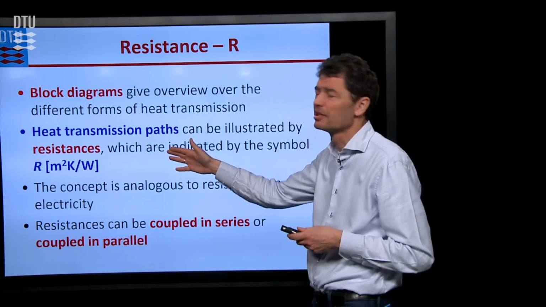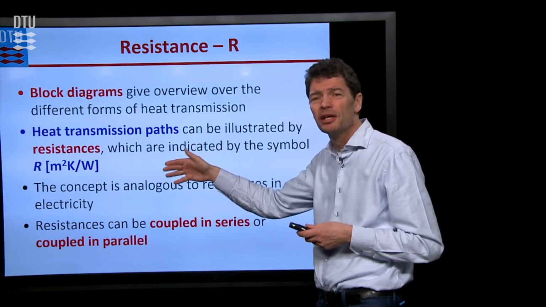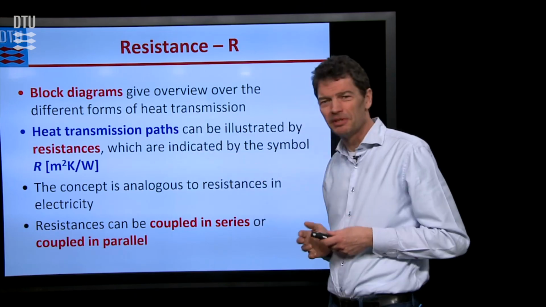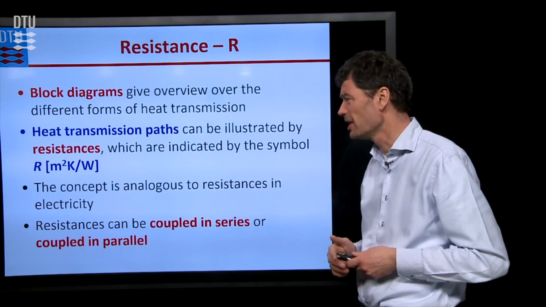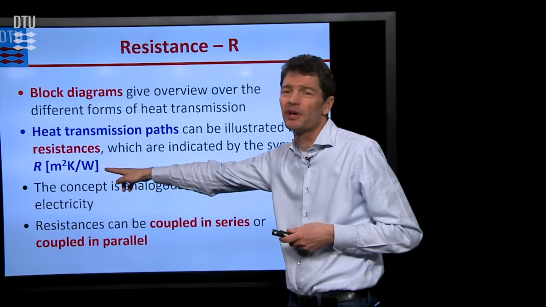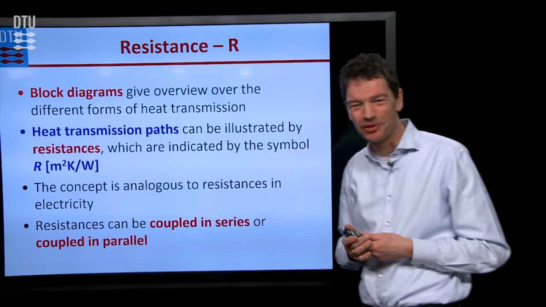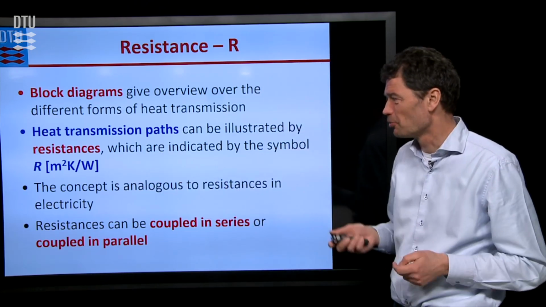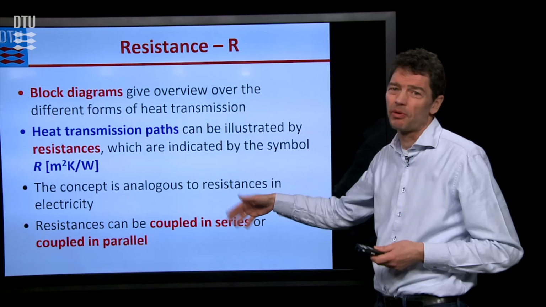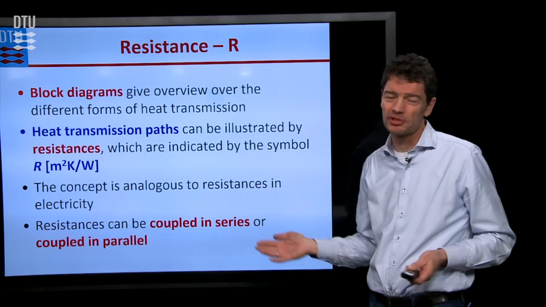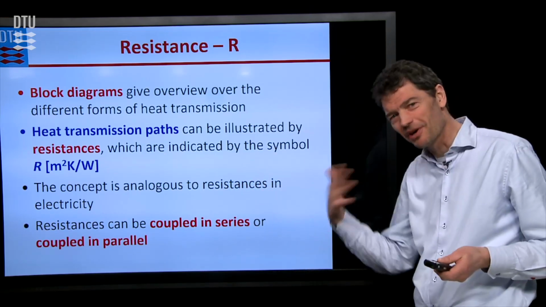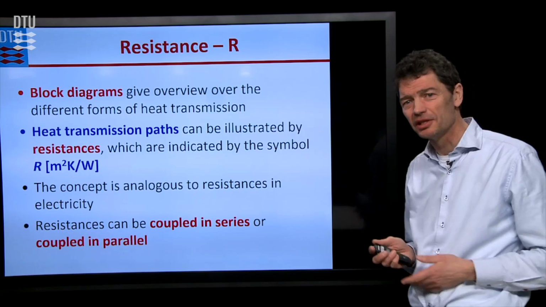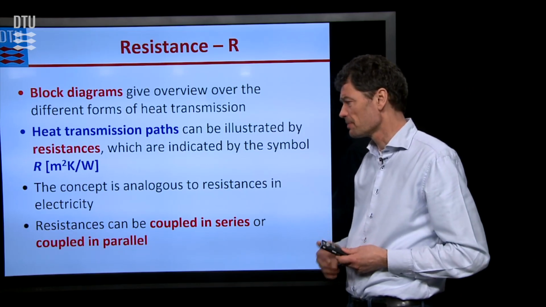Each of them represents kind of a resistance. So a resistance is one little elementary flow, as we'll have it. And the resistance is noted by the letter R, and the unit, of course, is square meter Kelvin per watt. Working with resistances is also what electrical engineers, for instance, do. So it's quite analogous to what is done in other engineering fields.